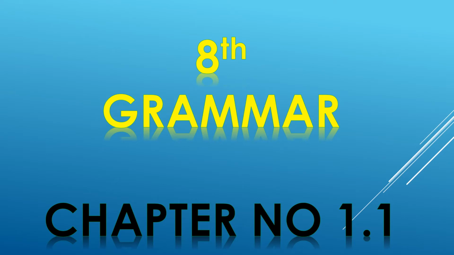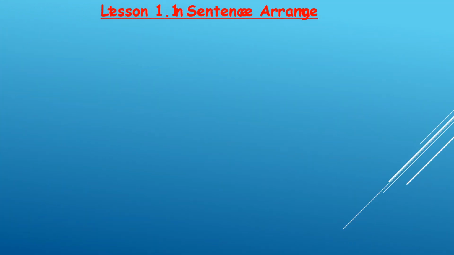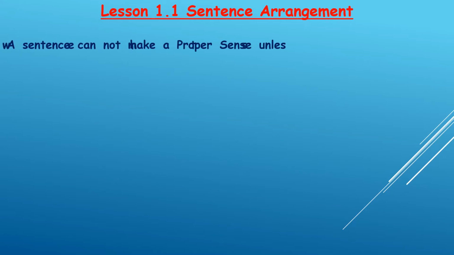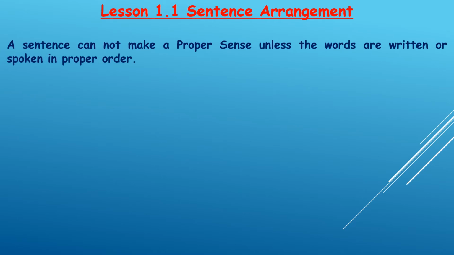Today we are going to study chapter number 1.1, Sentence Arrangement. In the previous slide, children, we understood about word, phrase, clause and sentence. Today we will understand how the sentence should be arranged in a grammatical order. A sentence cannot make a proper sense unless the words are written or spoken in proper order. If it is not kept in a proper order, you will not be able to find a meaningful sentence.